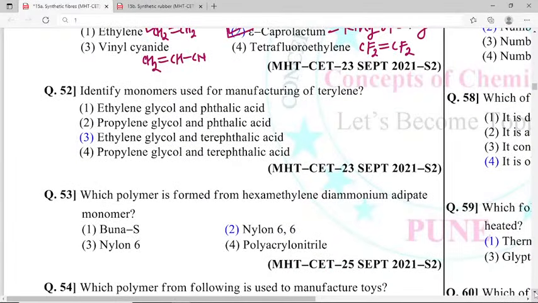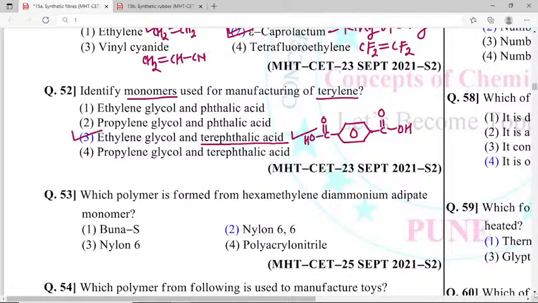Identify the monomers used for manufacturing of terylene. Monomers used for terylene are ethylene glycol and terephthalic acid. This is called terephthalic acid, with the acid groups at the para position. The structure is C double bond O, OH, C double bond O, OH. So this is called terephthalic acid, the para isomer.